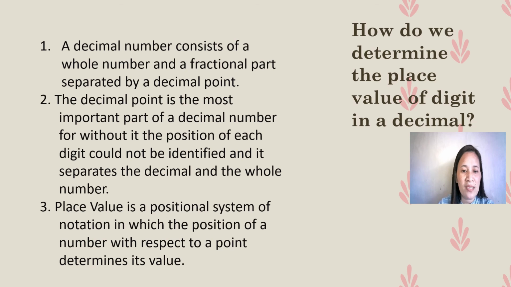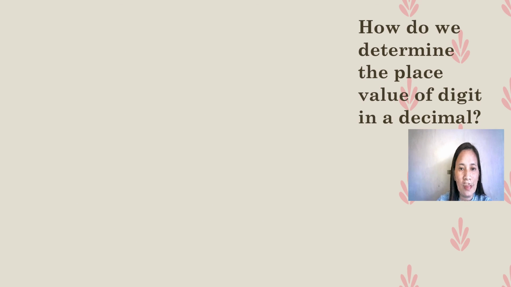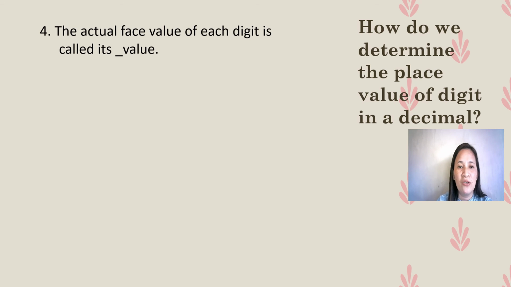Then, place value is a positional system of notation in which the position of a number with respect to a point determines its value. So, the actual face value of each digit is called its value. So, kanina ay nakikita nyo, diba, paano kinukuha yung value? Written in expanded form. So, yun yung ating value.